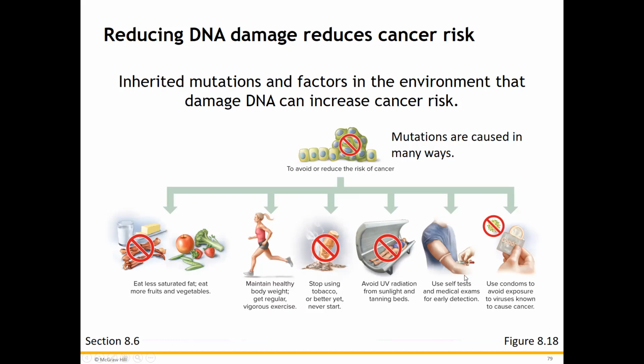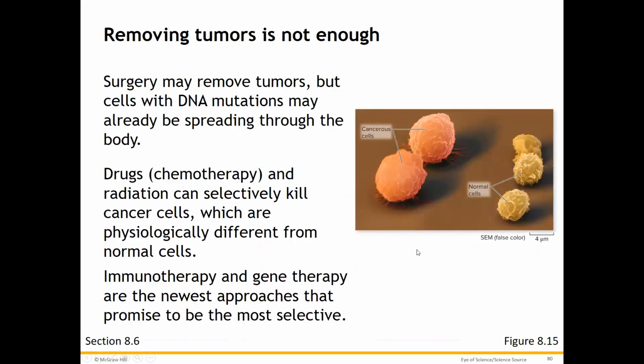Self-tests, medical exams for early detection. Make sure you go and get yourself checked. Early prevention is the best. You don't want to wait till it metastasizes. That's stage 4, and there's usually no coming back from that. And then finally, avoid exposure to viruses, right? That's another way you can reduce your risk.